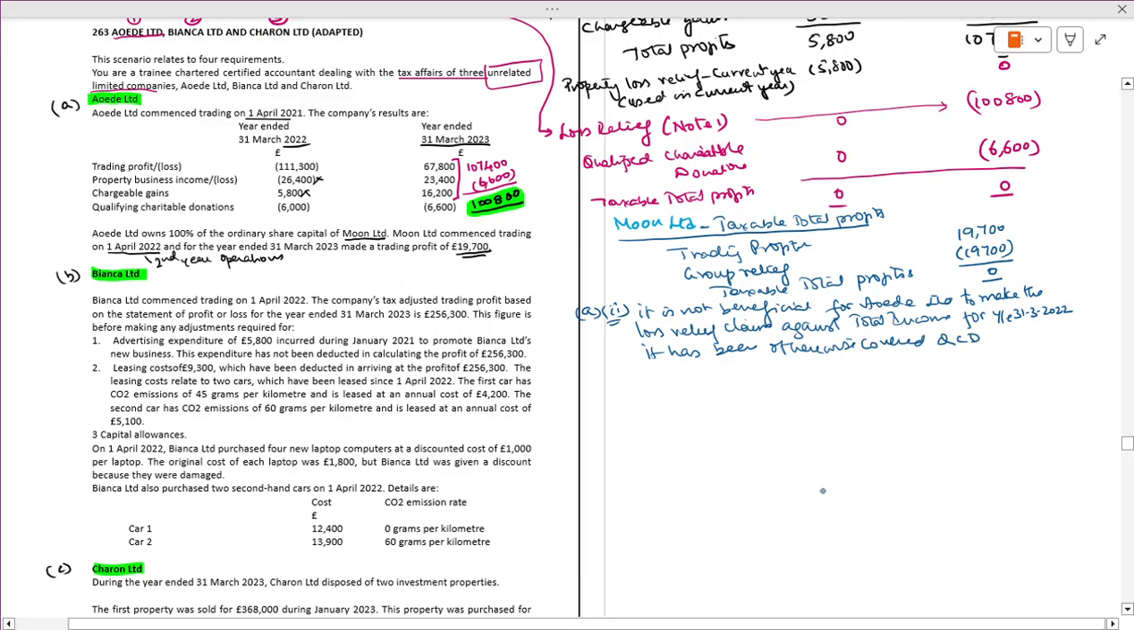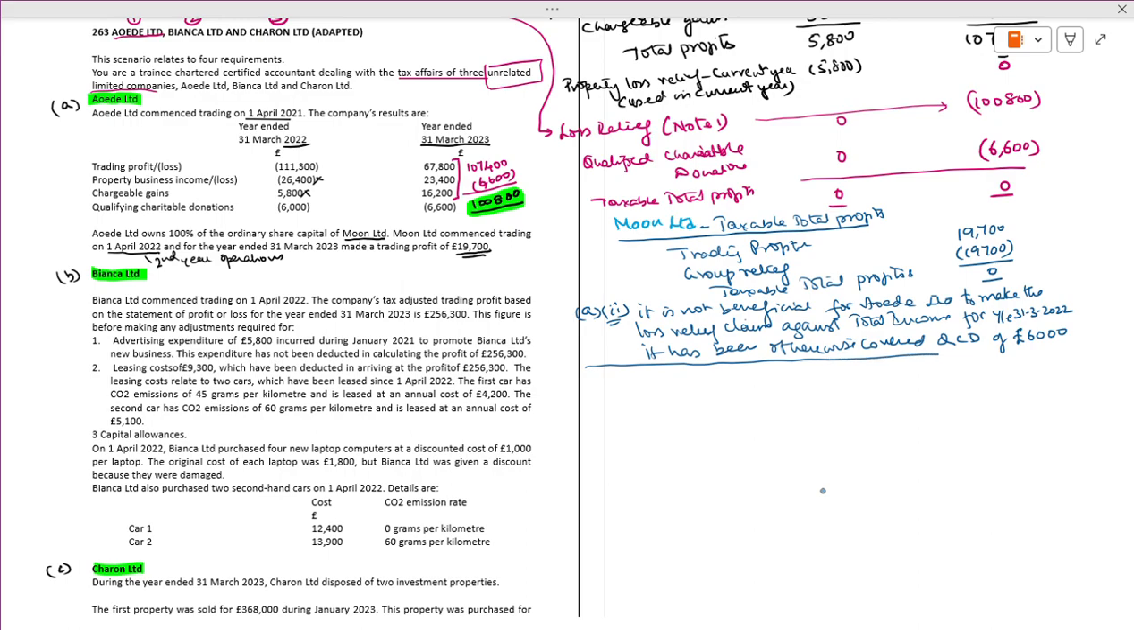qualified charitable donations. Of how much? Of how many they have given in pounds? Of 6,000. This much you have to mention, because when we are recovering the donations, it is loss relief. We have covered with qualified charitable donations of how much? 600,000. Okay, this is the one which is related to part A.